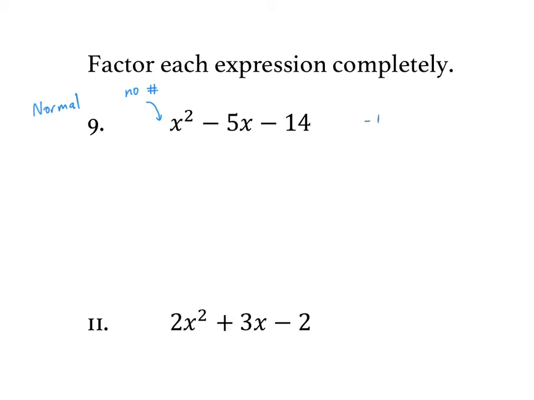If we look at negative 5 and negative 14, then 2 and negative 7, those multiply to be negative 14, and they add up to be negative 5. Okay, so those two numbers that we found, we just put those in parentheses with x's, and that's it for this type.